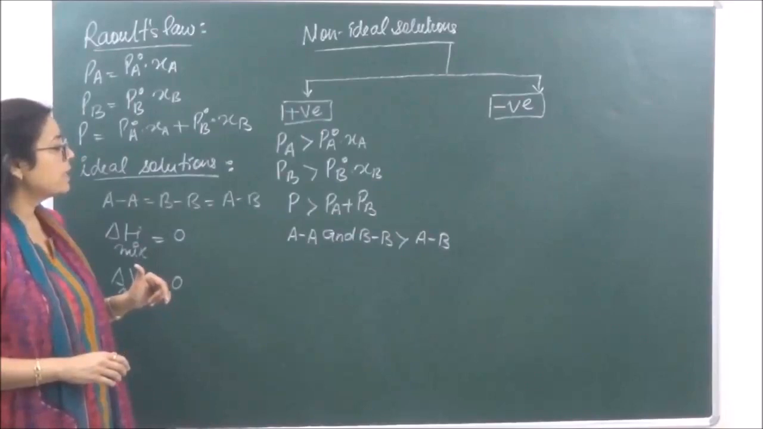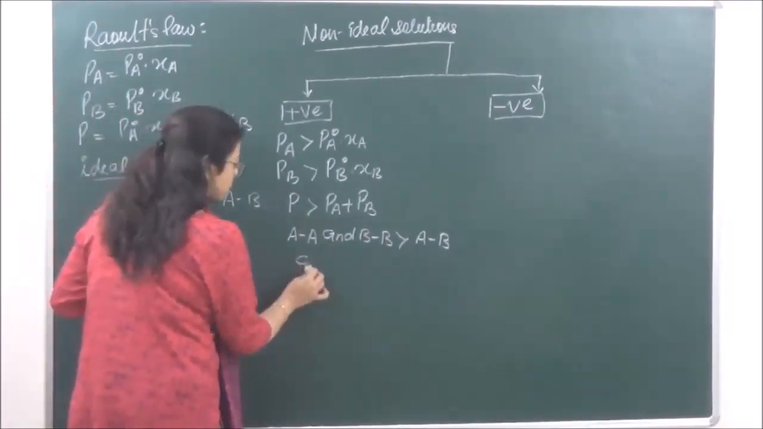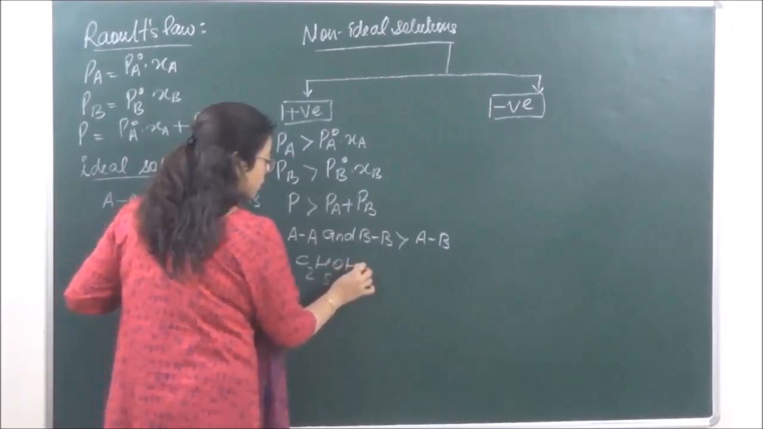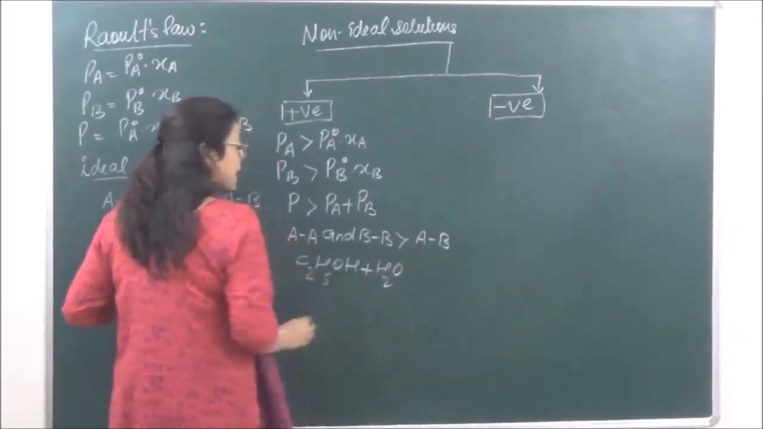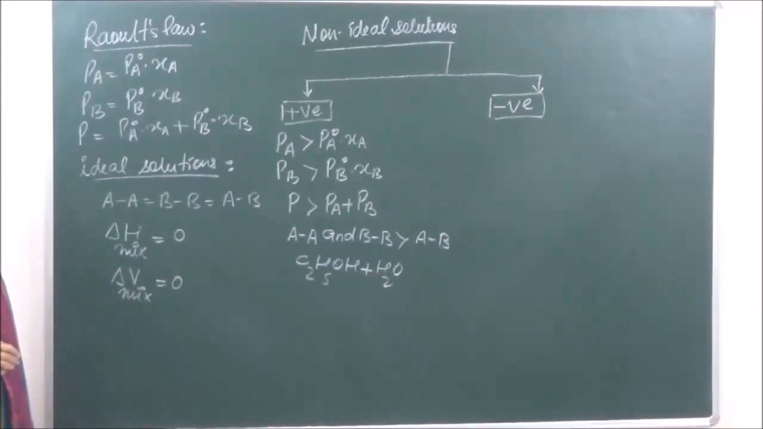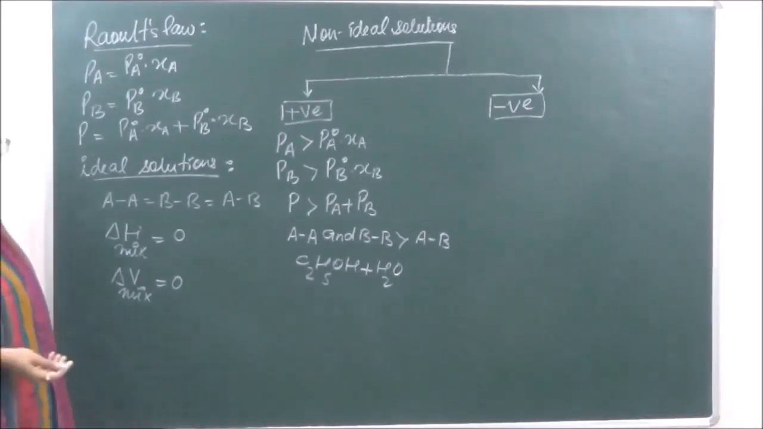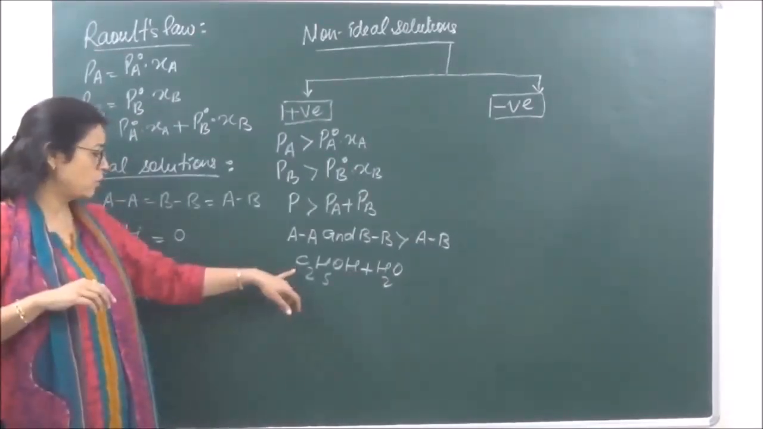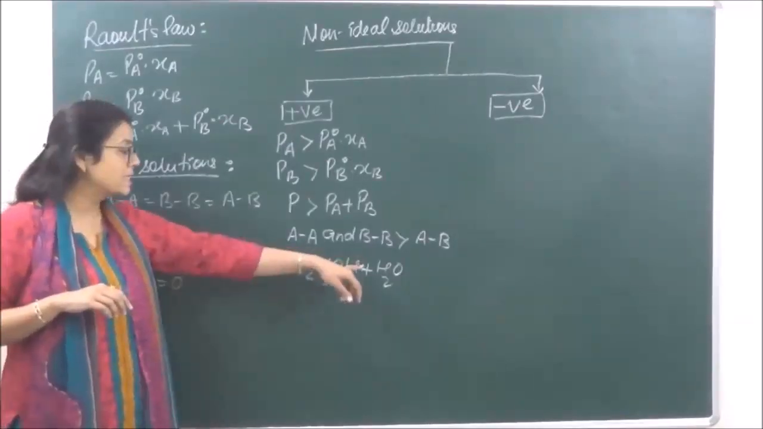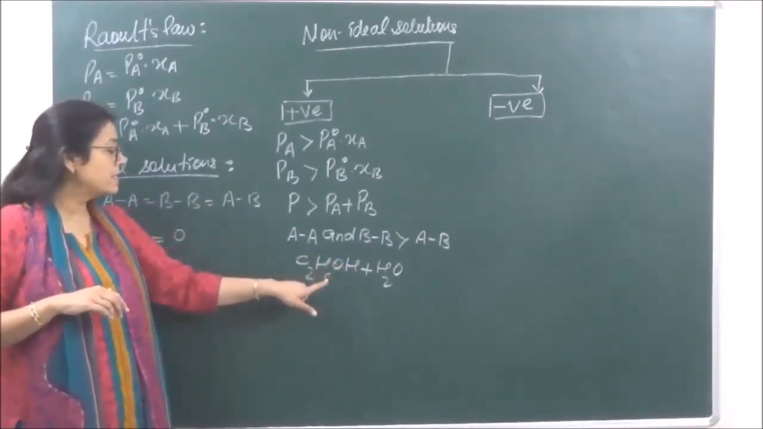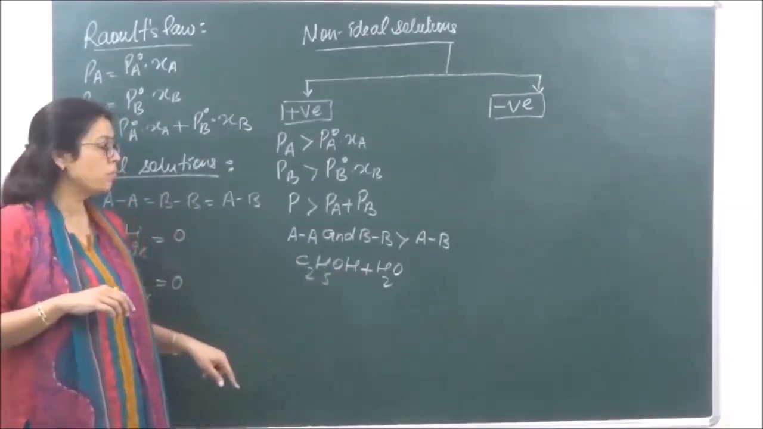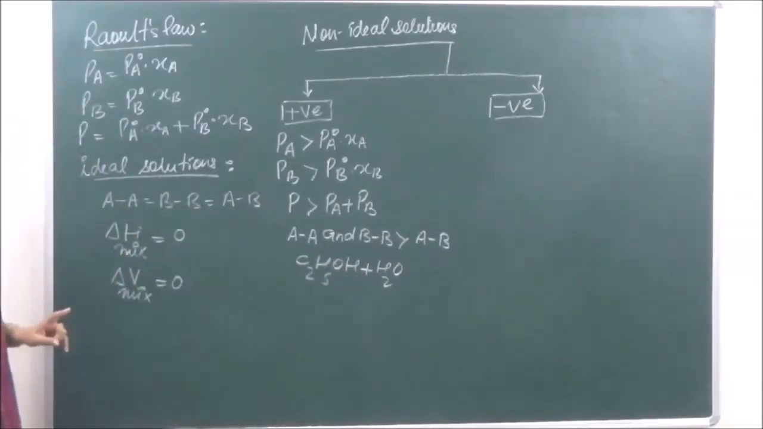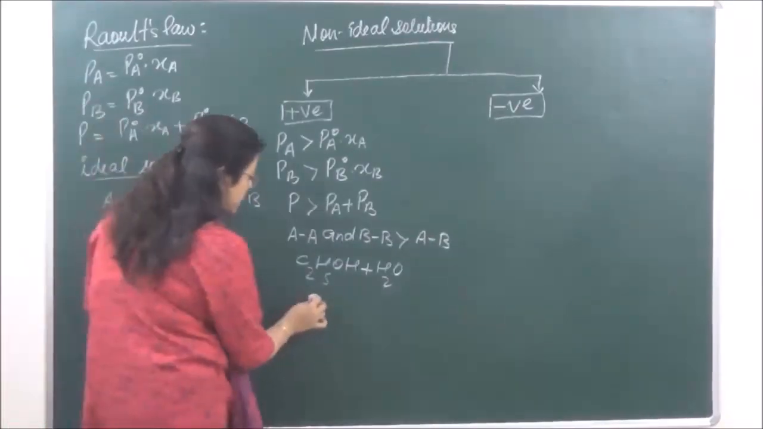So this is what positive deviations is. An example which we can take over here is ethyl alcohol and water. Okay, now ethyl alcohol we know has hydrogen bonding. Similarly, water also has hydrogen bonding. When we mix both of them together, certain hydrogen bonds of alcohol are broken and certain hydrogen bonds of water are broken, as a result of which the interactions between both of these are weaker, and hence they show positive deviations.